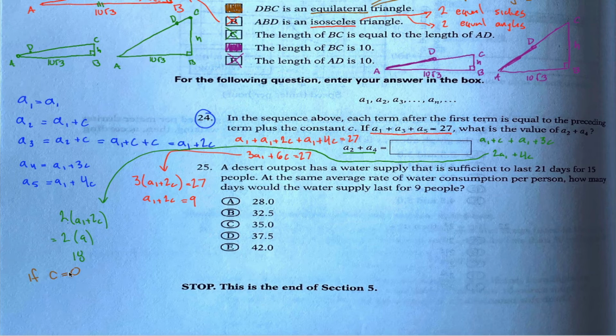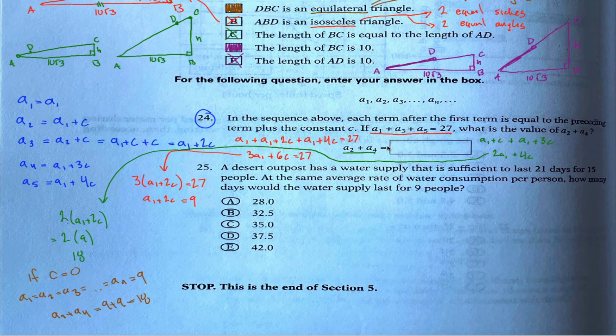If C equals 0, A1 equals A2 equals A3 equals A4 and so on. And if these are all the exact same, the fact that 3 of them sum to 27 means that each of them individually must be equal to 9. If each one individually is equal to 9, then A2 is equal to 9 and A4 is equal to 9. So A2 plus A4 is equal to 9 plus 9, aka 18.